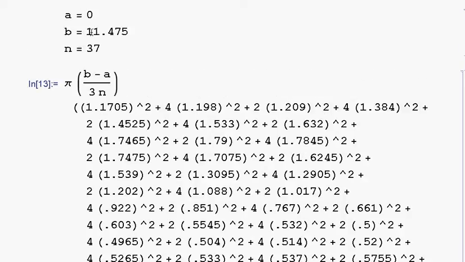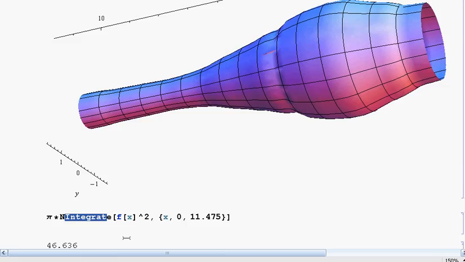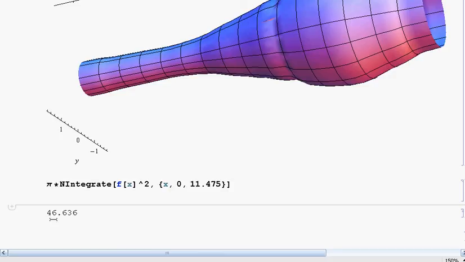A equals 0, b equals 11.475, n is the number of intervals. Again, I have 37. This is my first point squared. My second point squared times 4. Third point squared times 2, and so on, all 37 of them. And this is my end result. It gave me an approximate 45.58 cubic inches, which is really close to what Mathematica gave us when it calculated the f of x of 46.6.